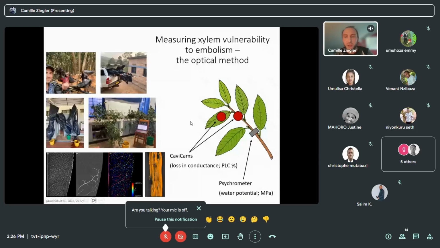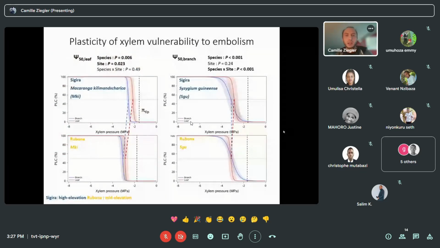And to measure water potential, we attached a psychrometer to the stem, presented here with this small rectangle, and this measures water potentials continuously. So now let's see some curves. Here I show these curves: on the left, it's one species. On the right, it's another species. You might be familiar with them. On the top panels, it's results from the high site in Sigira. At the bottom panels, results from Rubona.